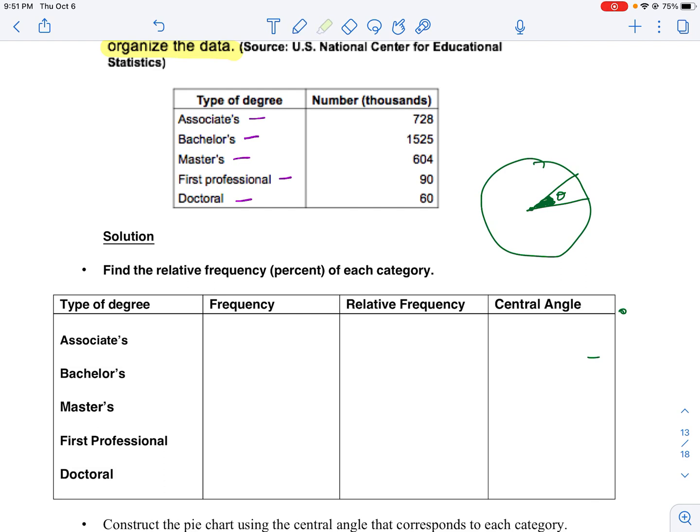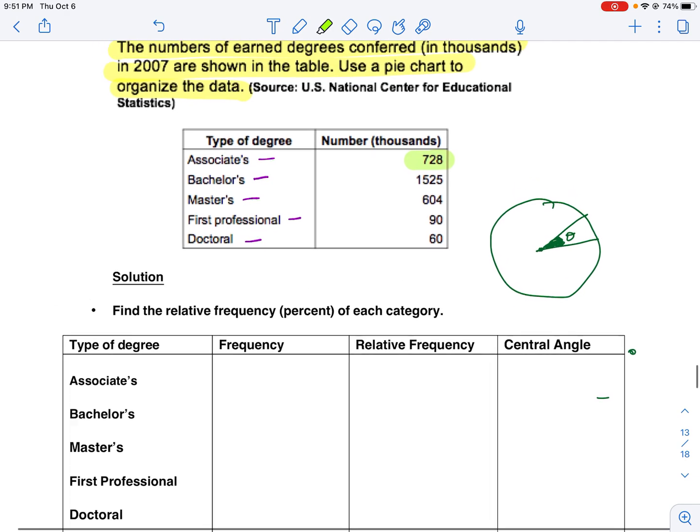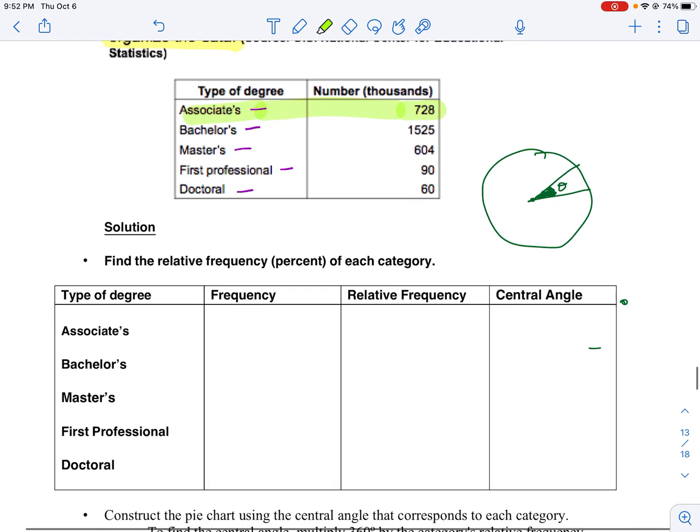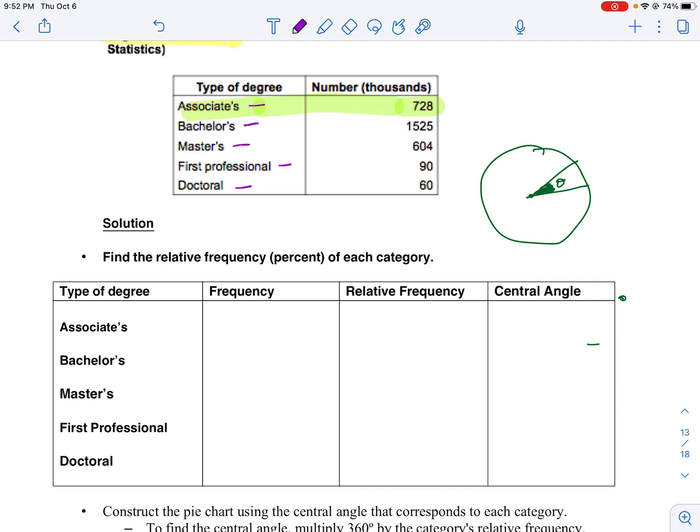For example, here it says that 728,000, right? Degree earned or degree conferred in 2007 were associate's degrees. That's what it means. So this is basically my frequency right here. There goes the frequency given to me. It's a count of the number of degrees conferred in that year.